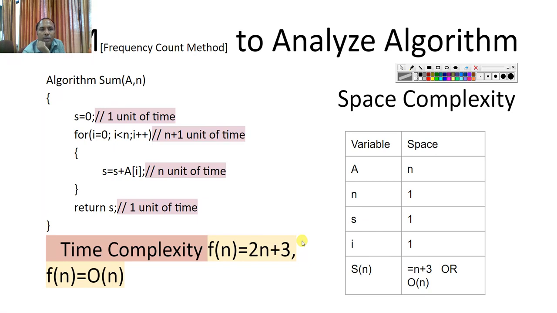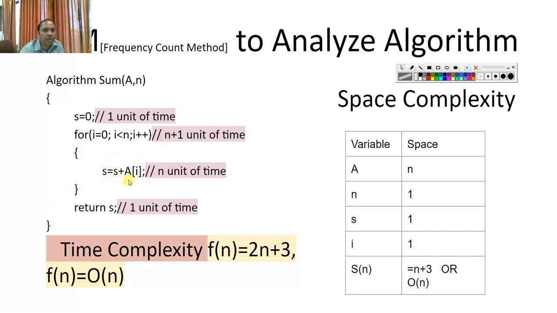Let us see one more example, where this example is adding n numbers of an array. Now here you see this particular algorithm is having one statement, s equal to 0. It is always going to take 1 unit of time. And here there is a for loop. Now it runs n times, but it is also going to check that condition when it becomes false. That's why this particular statement is going to be executed n plus 1 times.